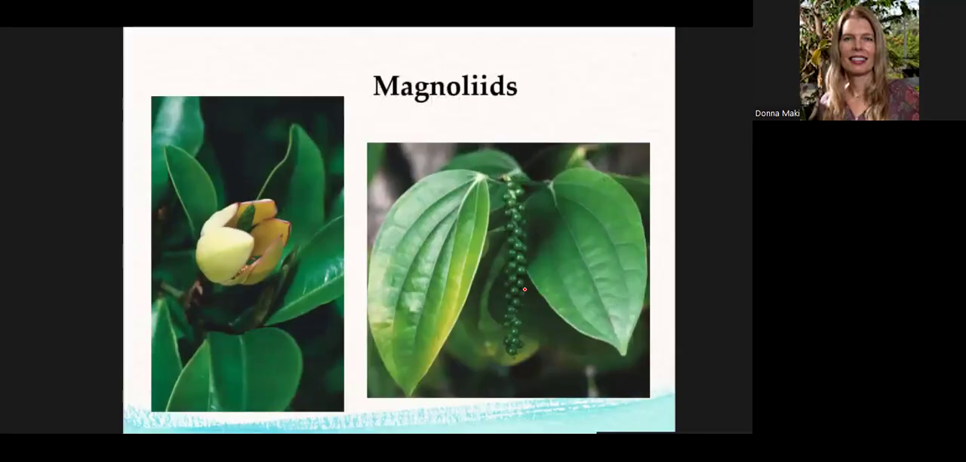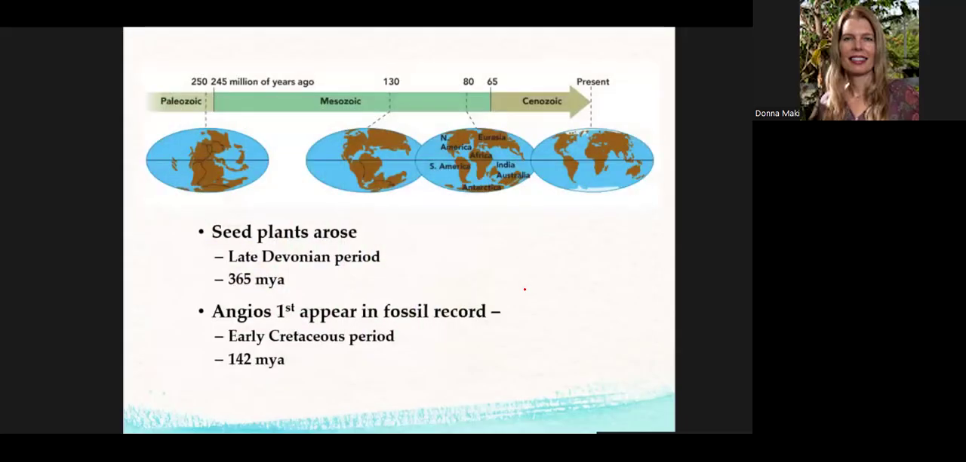And then the magnoliids, where we get black pepper from, so that's the pepper plant on the right there, fig on the left. So they are still living, ancient examples that made it through to this point in time. But this is kind of looking at the general idea of, first you had the seed plants.